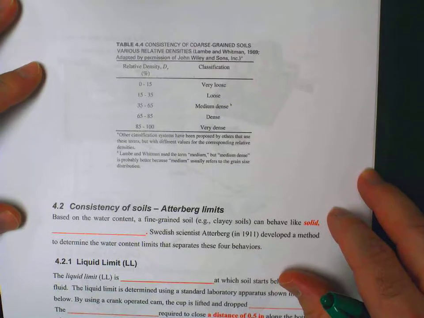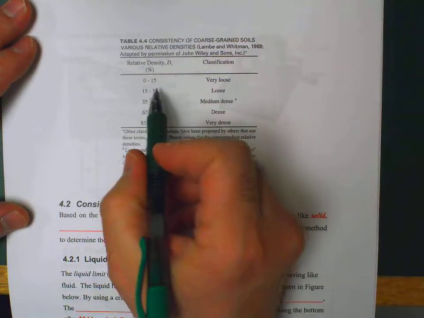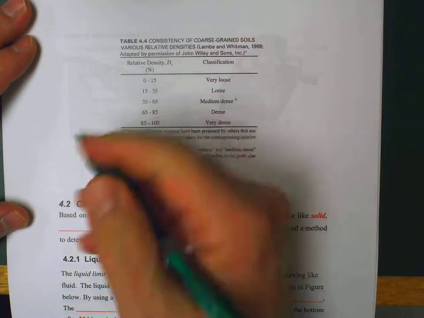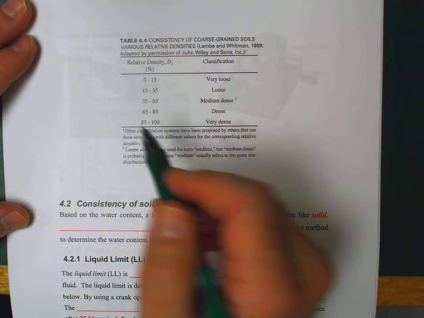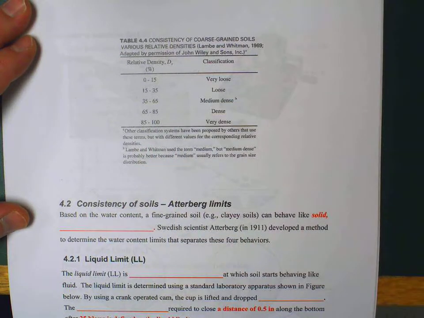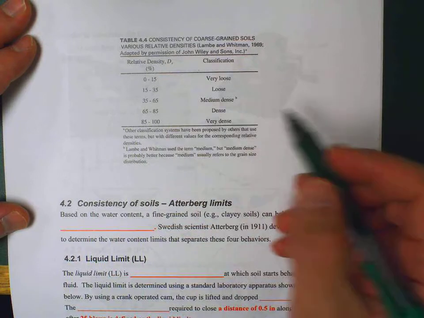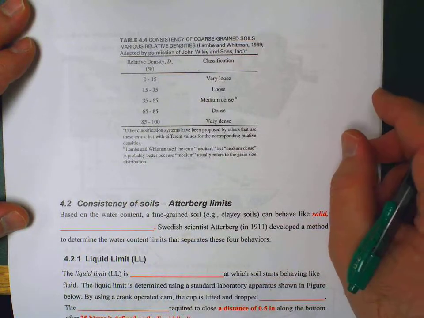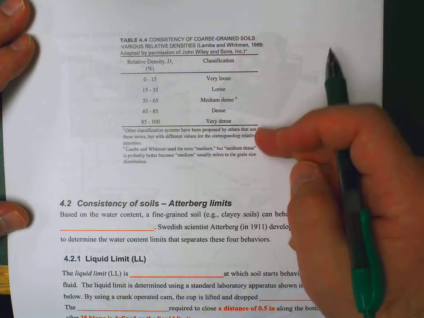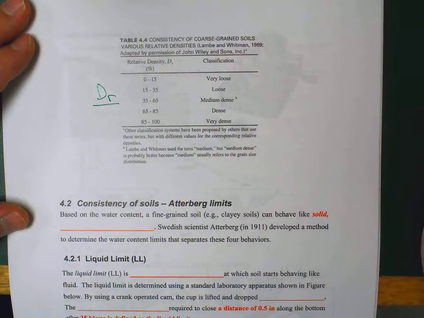So what are the typical numbers for relative density? This table gives typical numbers. If your relative density is below 15, we call it a very loose soil. Anywhere between 15 to 35, it's a loose soil. 35 to 65 is medium dense, 65 to 85 dense sand, and 85 to 100 very dense sand. So this is a typical classification based on relative density. Okay.